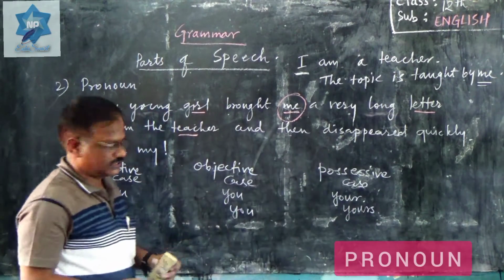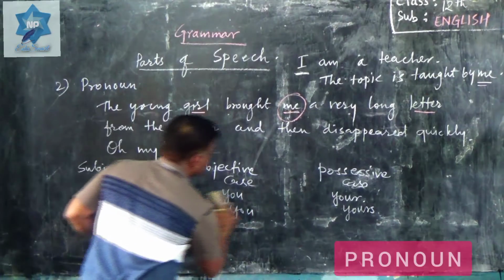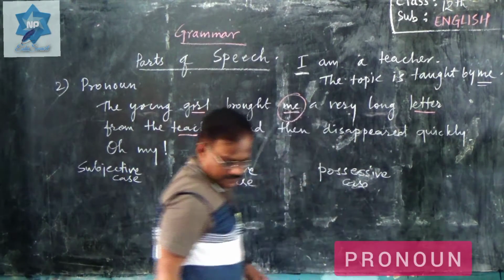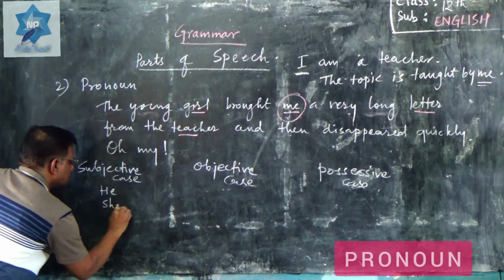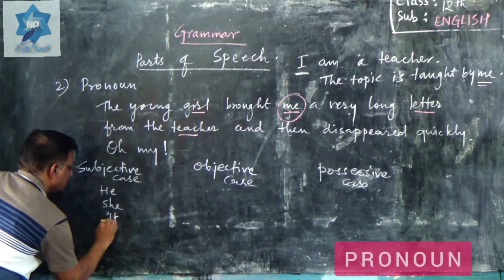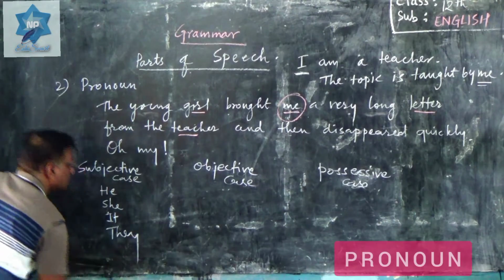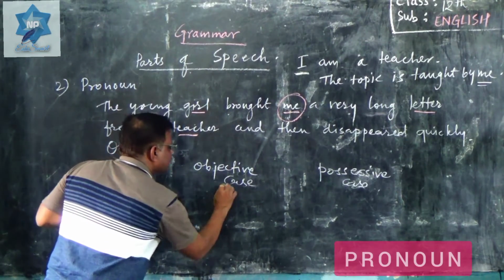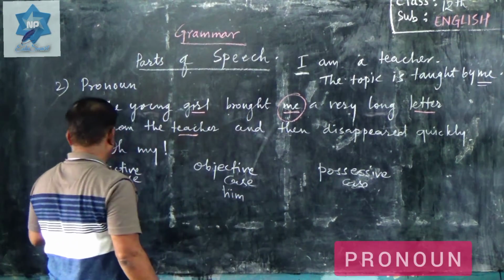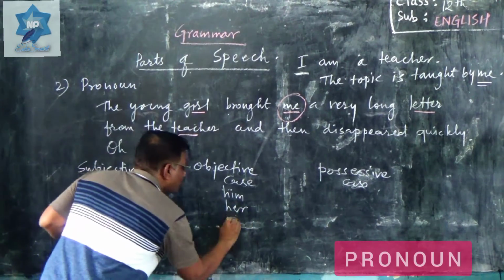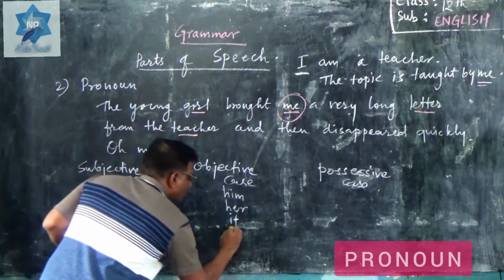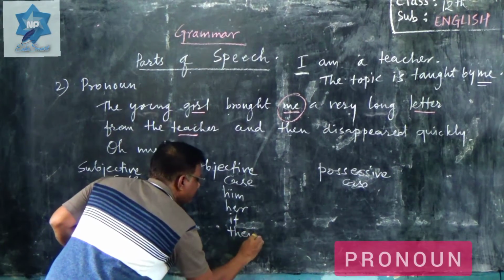Possessive case is yours. In the same way, let us think about the third person. Third person pronouns. What are third person pronouns? He, she, it and they. He. Objective case is him. She. Objective case is her. It. Objective case is it. They. Objective case is them.